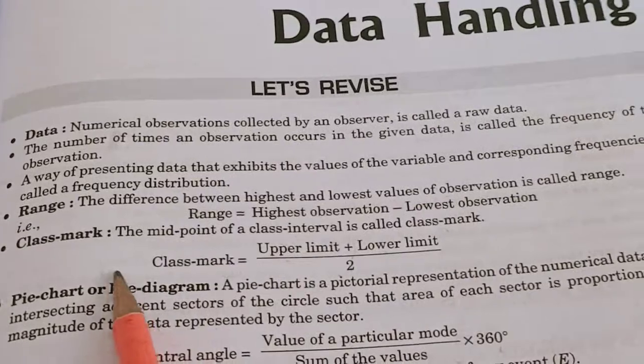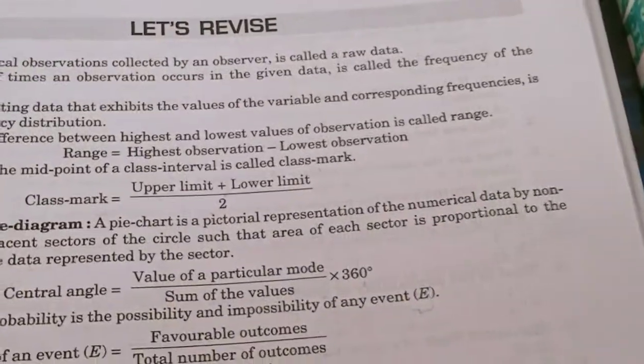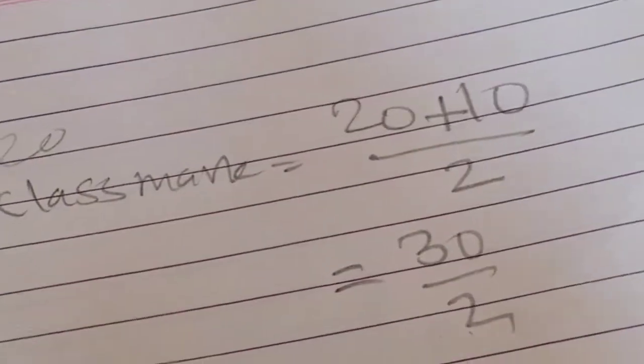Class mark. How to find the class mark? Suppose you have one example, 10 to 20. This is your class 10 to 20. What is the class mark? Class mark is calculated from the lowest observation and upper observation, 20 and 10. Addition of these two, divided by 2. 10 plus 20 is 30. 30 divided by 2 is nothing but 15. Then 15 is known as the class mark.